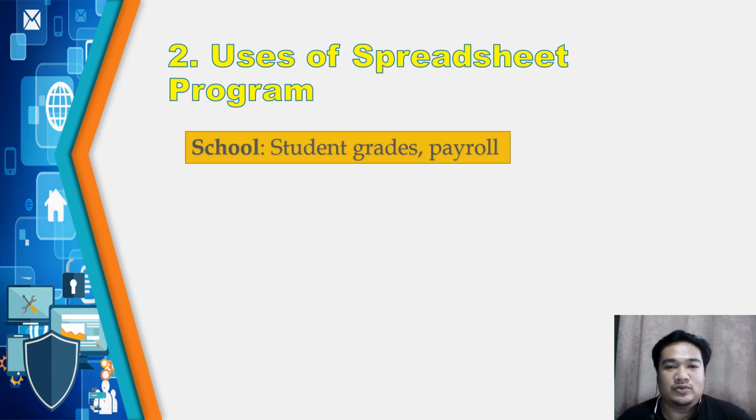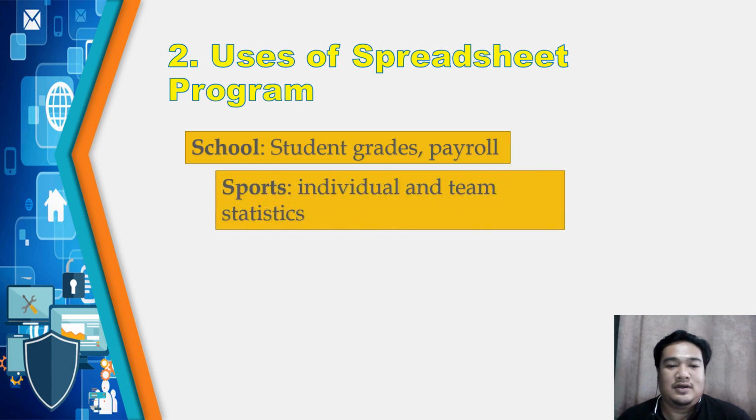So one way to compute their salaries instantly, easily, with fewer errors and accurately, is to use Microsoft Excel or a spreadsheet program. So they use it, for example, for preparing the payroll. In sports, individual and team statistics. Okay, so that's one of the uses of a spreadsheet program.